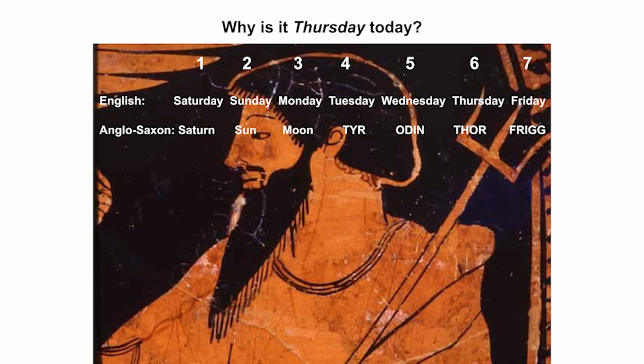To do this, we need to go back to the meaning of the earlier form of the language. So what's going on here? This is the original meaning of these Old English words. But do you notice anything strange? Let's remove Saturn Day and Sunday and Moon Day here for a minute.